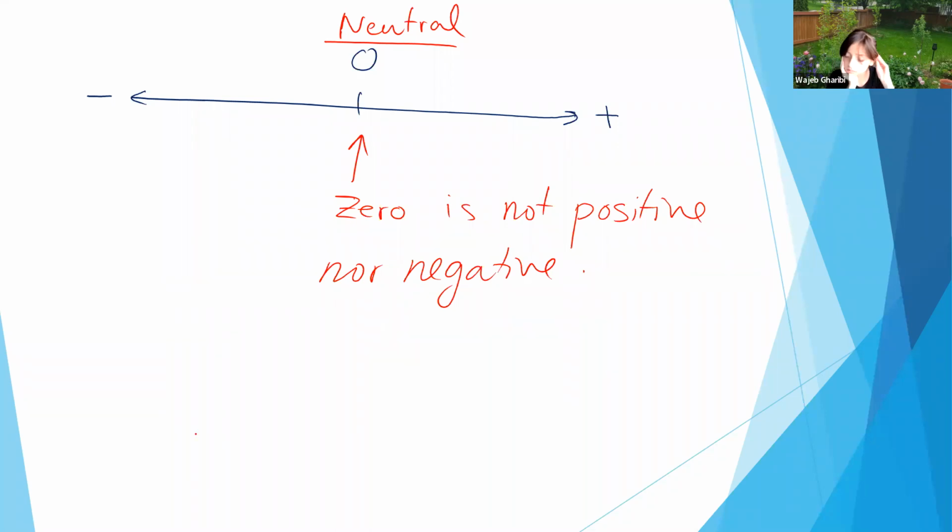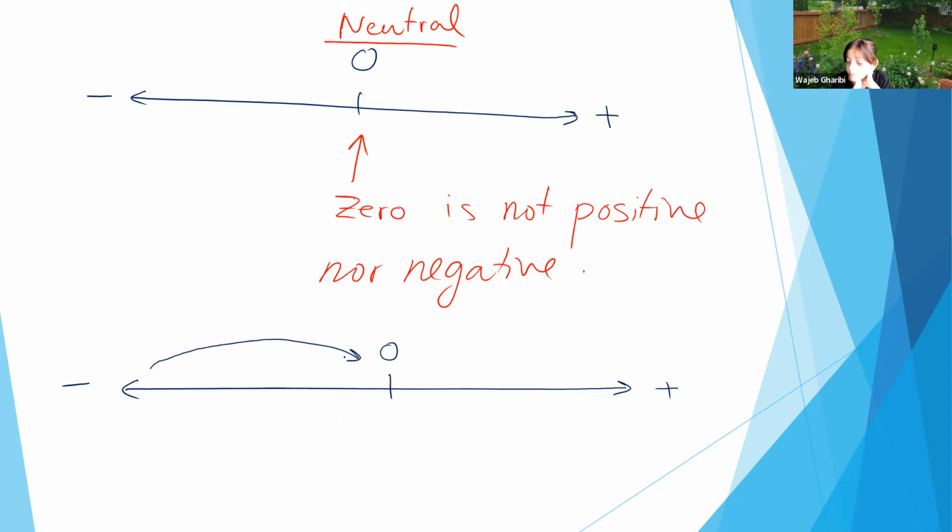But let me say something here. For example, this is the number line, this is 0. If we are here in the negatives and we go to 0 from minus infinity, we reach 0 with negative numbers. But if we go to 0 from positive infinity, we go with positive numbers and then reach 0, and 0 is neutral, as you say.